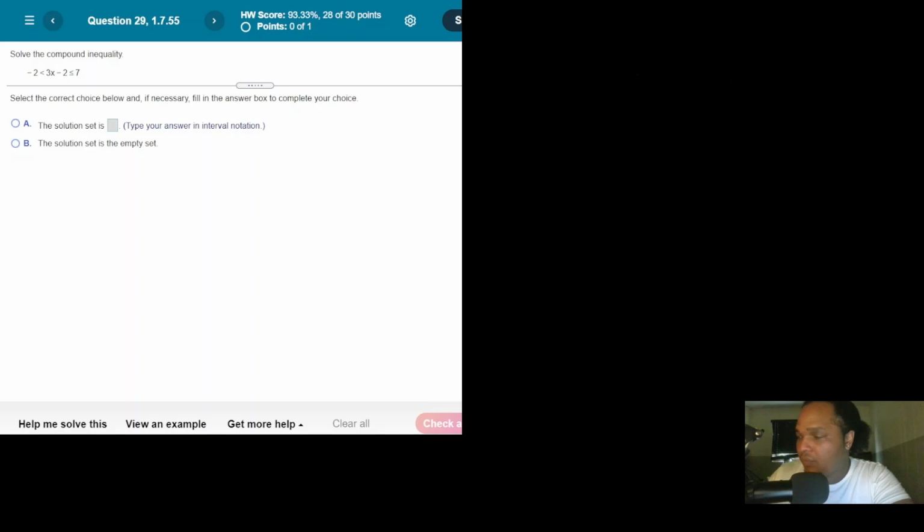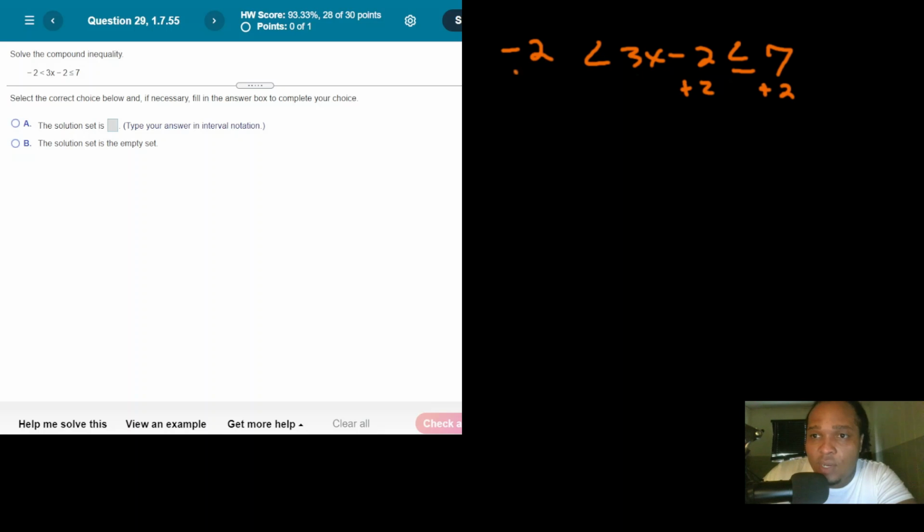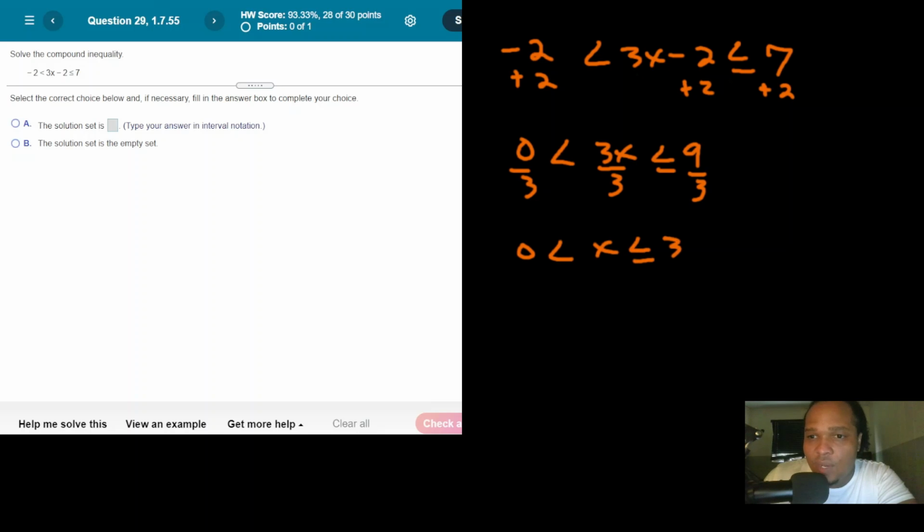All right, so we have negative 2 less than 3x minus 2 greater than or equal to 7. All right, so we have 3 sides. Let's go ahead and add 2 to all 3 sides so we can get rid of the 2 in the middle. We have 0 is less than 3x less than or equal to 9. Now, to get rid of this 3 in the middle, let's divide everything by 3. So we have 0 is less than x less than or equal to 3.